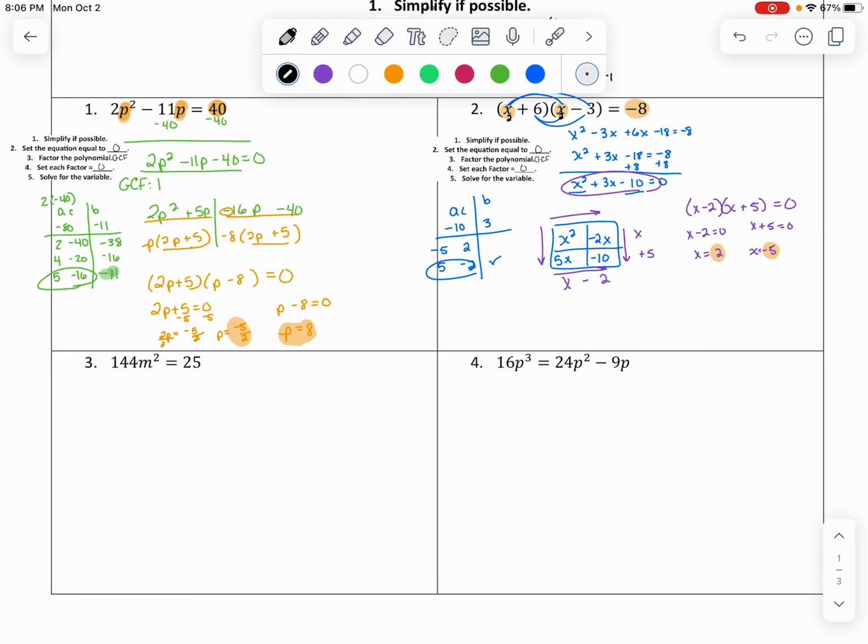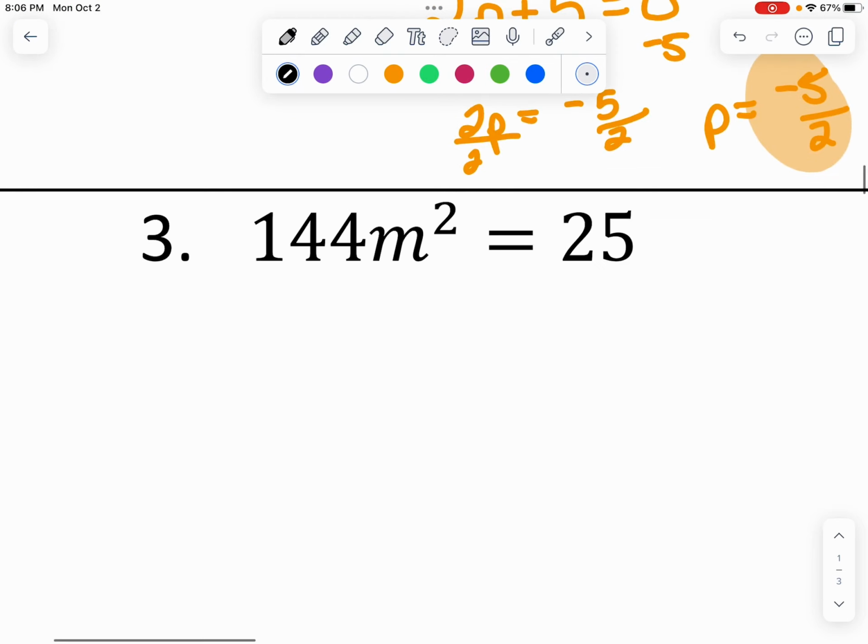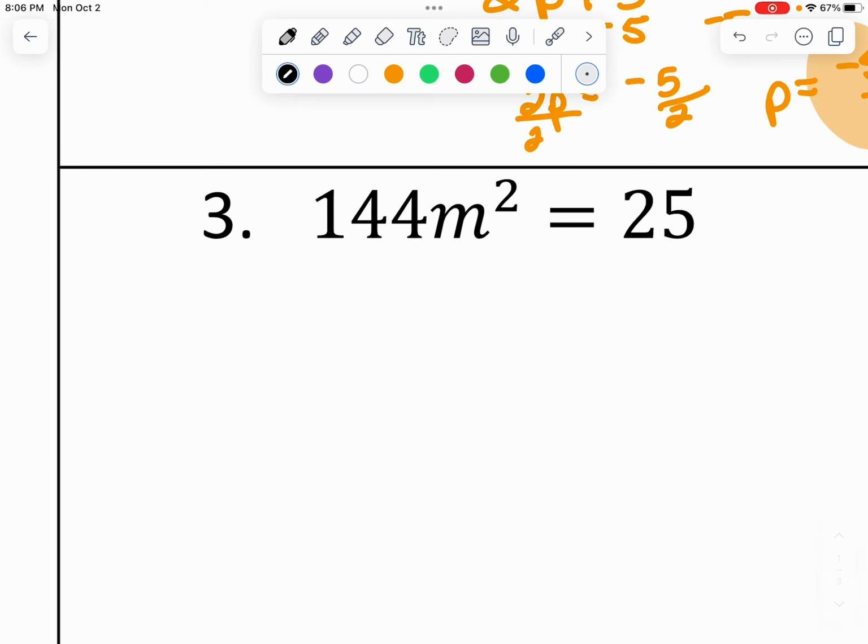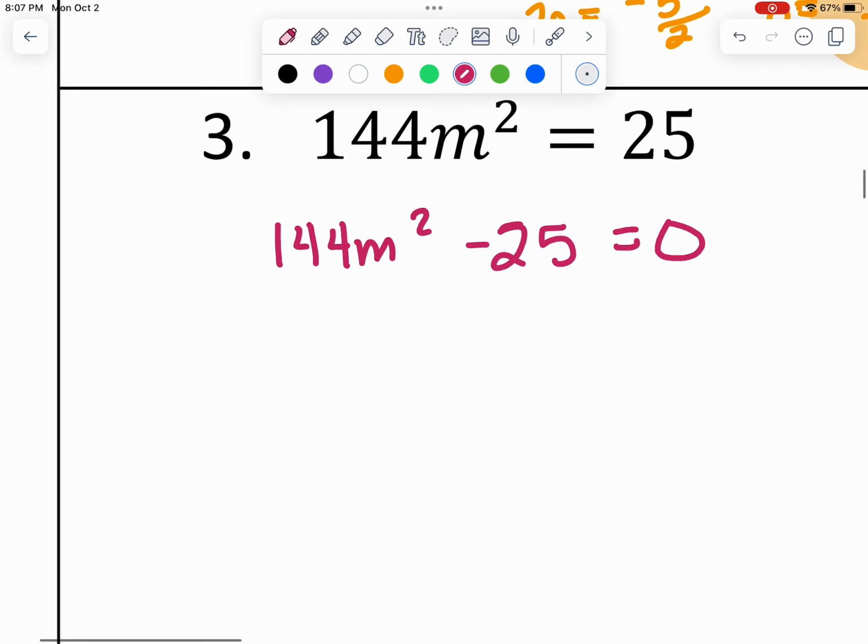All right, we're going to do that one more time. This one's going to end up being the difference of perfect squares. First step, is there anything that needs to simplify? No. No distributing. Okay. So the second step is to set it equal to 0. And what would I do with that 25? Subtract 25 from each side, equal to 0. Step 3 is factoring.